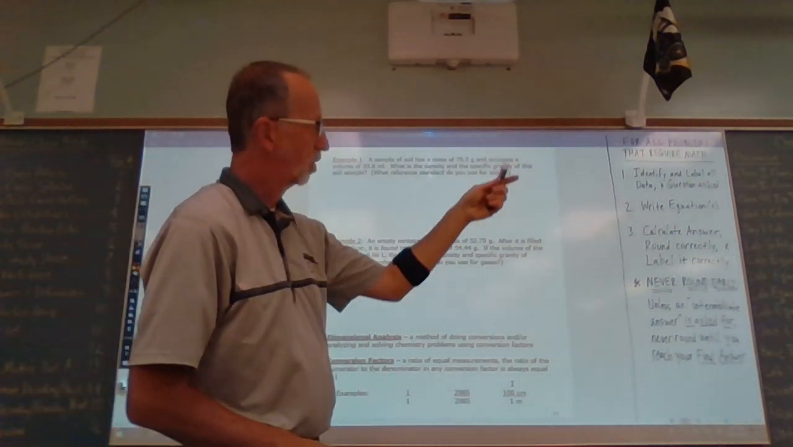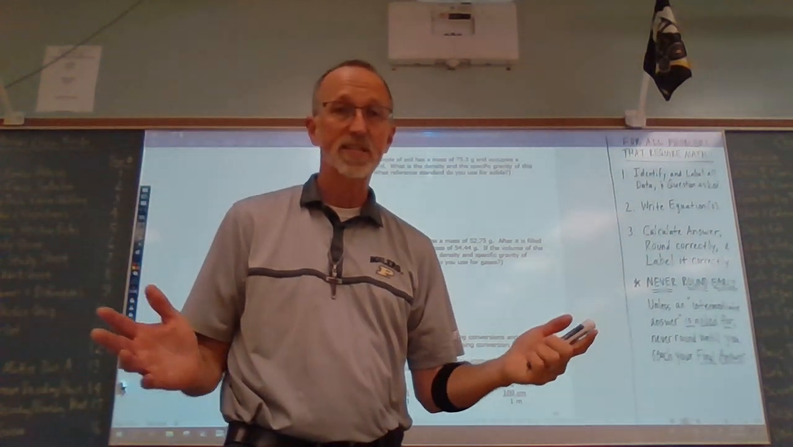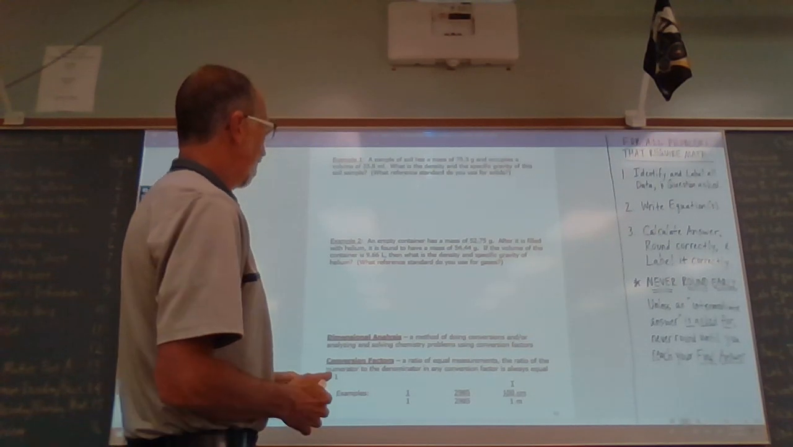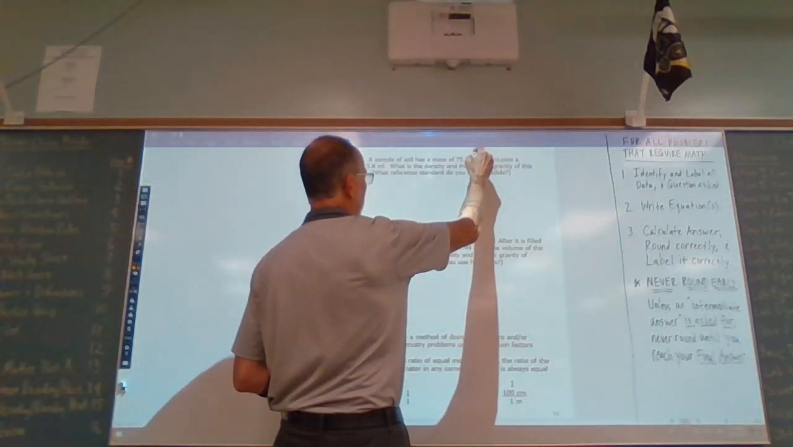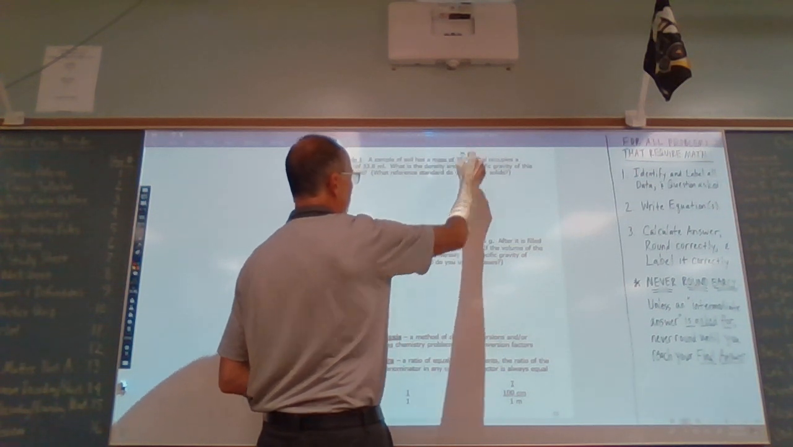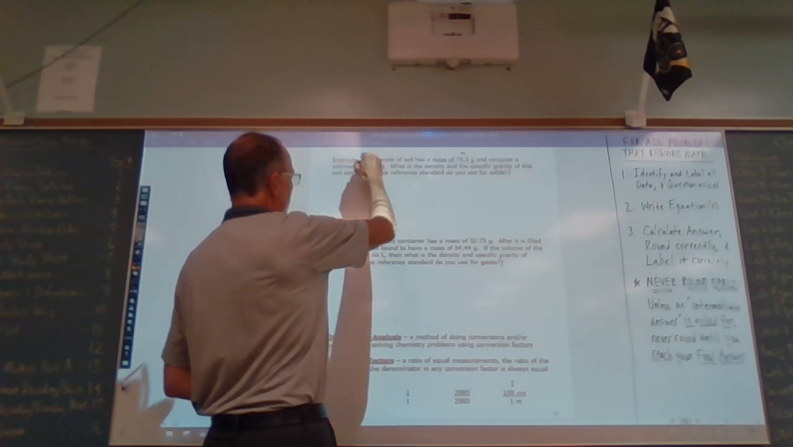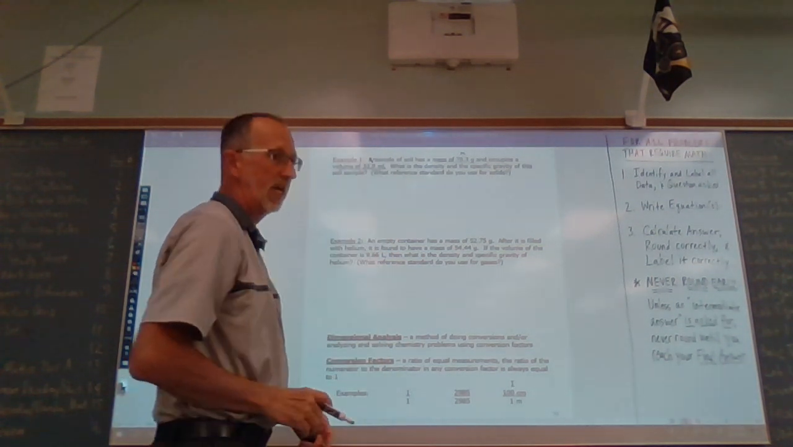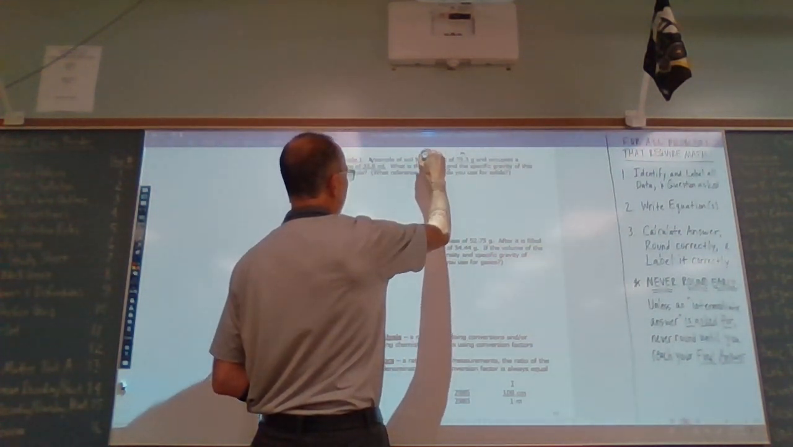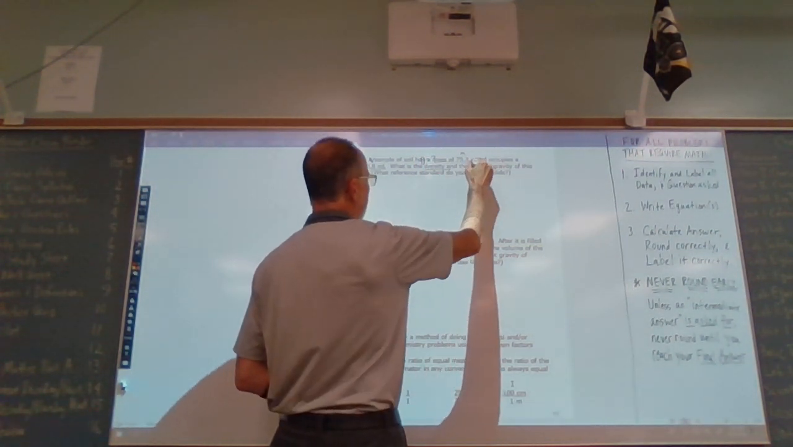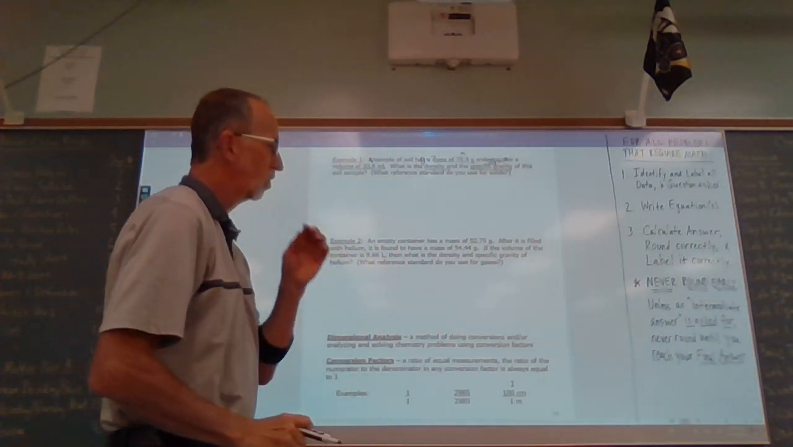So the first thing is we're going to read it and identify and label all the data and the question being asked. That's first. So we have a sample of soil, has a mass of 75.3 grams. So underline that, little m there. There's our mass. Occupies a volume of 33.8 mLs. There's our volume, V. Okay. What is the density? So we're looking for density and specific gravity. So we're asked for two things here of this soil sample.